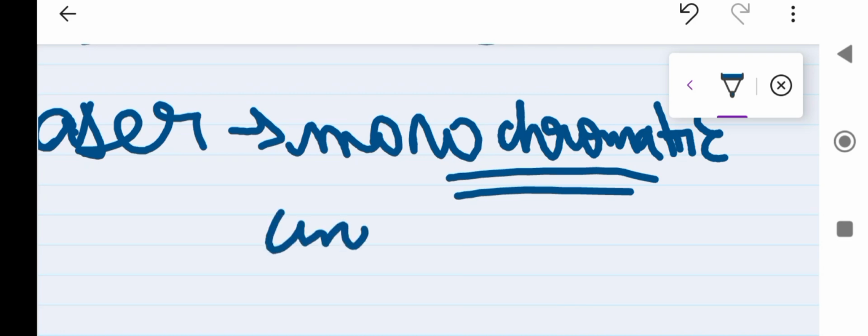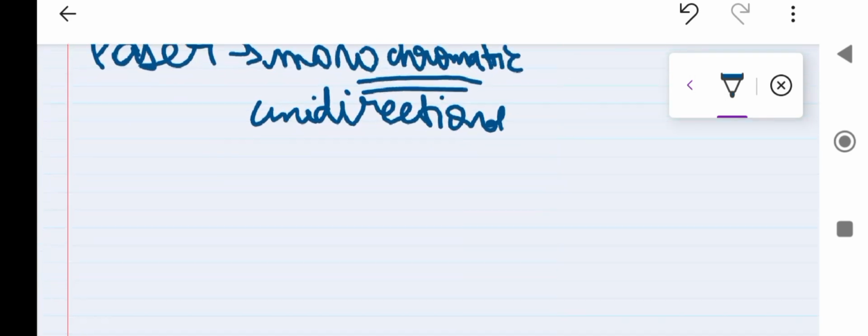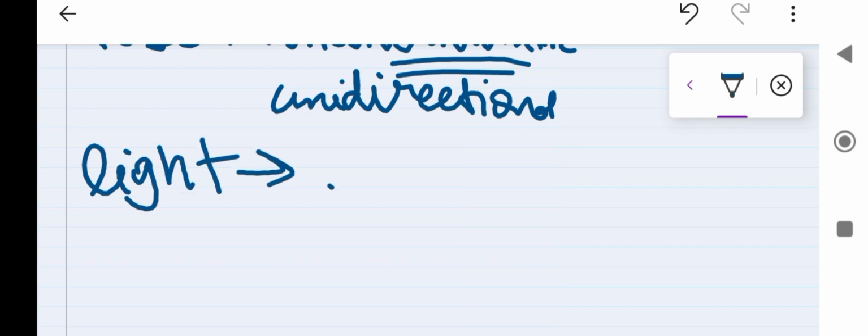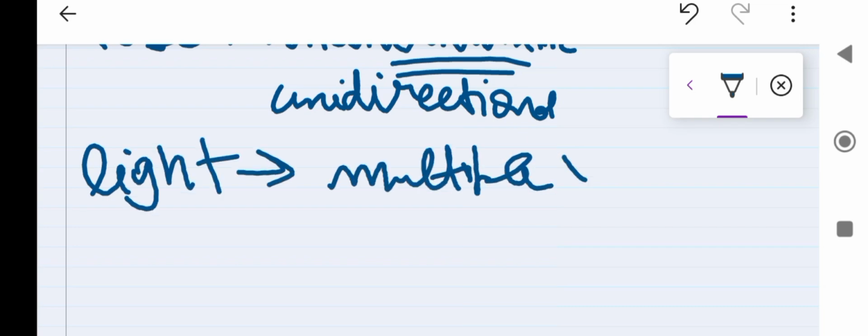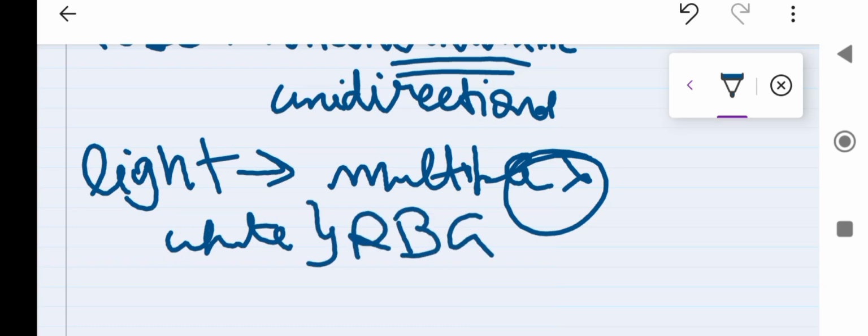It is unidirectional. But if you take normal light, not laser light, that has multiple different wavelengths, and unlike this, it is multidirectional. It has multiple wavelengths because it has different colors also. It basically looks white, but it actually has many colors, basically composed of red, blue, and green. So together when they come, it looks white in color.